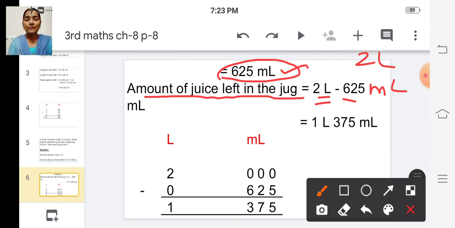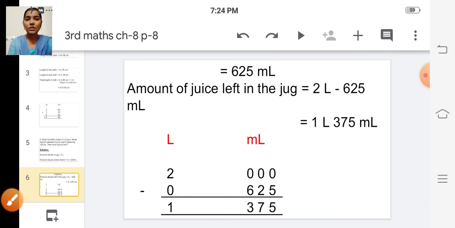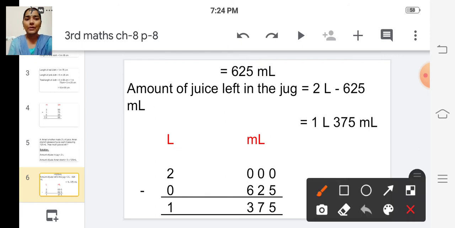To subtract, first we have to separate the units, right? So separate liter and milliliter. The first one is 2 liter, so write 2, and there is no milliliter, so write 000. The second one is 625 milliliter. So here write 0 below the unit liter and write 625 below milliliter. Okay, so now we are going to subtract.